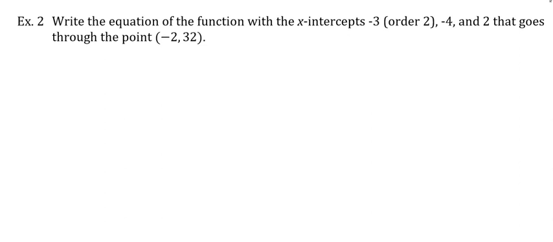Okay, I'm going to let you try this one. Very much the same idea, except instead of in graphical form, it just gives it to us in words. So this is a common way that you might see it. Negative 3, order 2, negative 4, and 2. If it doesn't tell you the order, then the order is 1. Okay? And it gives us a point that it goes through as well.